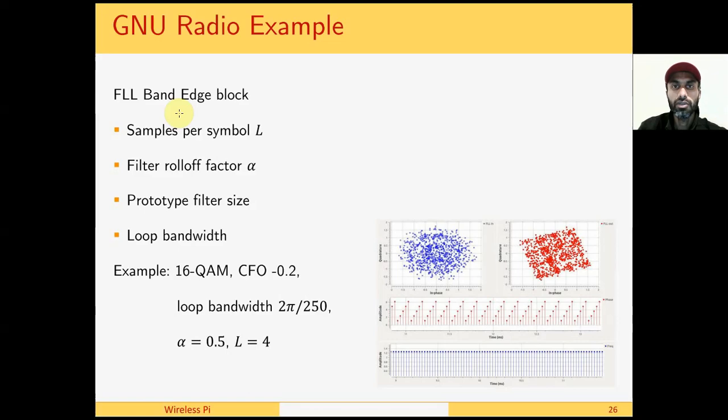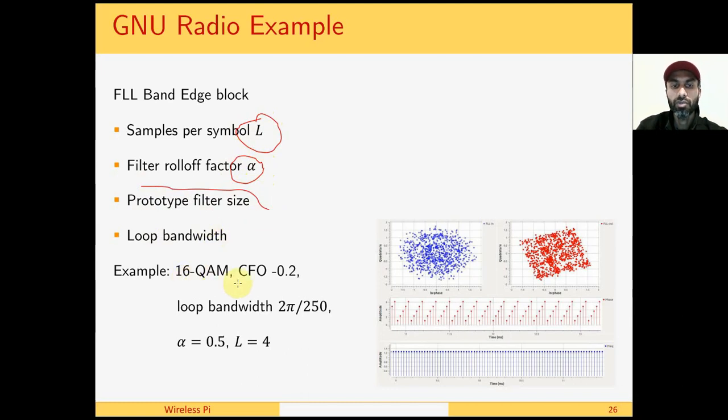Let us take a GNU Radio example where there is an FLL band edge block. The inputs of this block are samples per symbol, which is given by our parameter L, which we have extensively discussed in these lectures. The filter roll-off factor is given by alpha, the excess bandwidth of our root raised cosine pulse shape. The prototype filter size is the number of coefficients, and the loop bandwidth we have already discussed during the lecture on carrier phase synchronization.